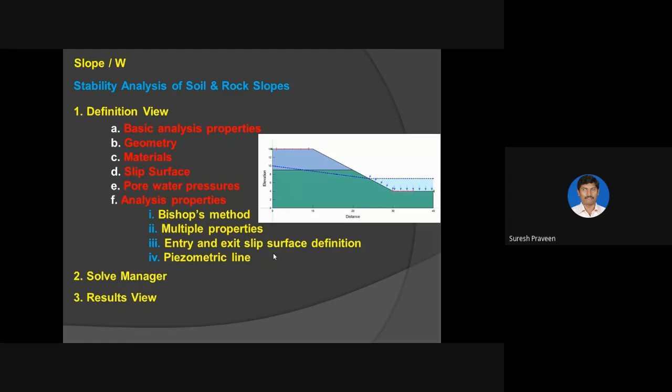Here I have taken Bishop's method because I am going to assume the minimum factor of safety and critical slip surface. As I said, we are taking two soil parameters according to the Mohr-Coulomb criterion. I am taking this soil here, and to fix the critical slip surface, I am taking the entry and exit condition to analyze. So now I will go to the software and show how we design that slope.